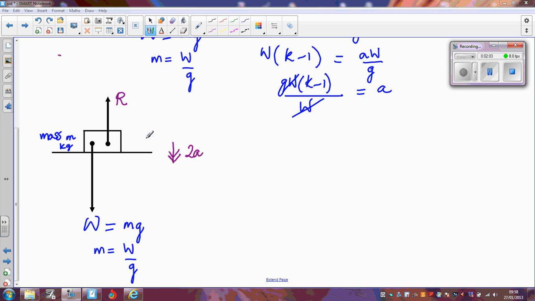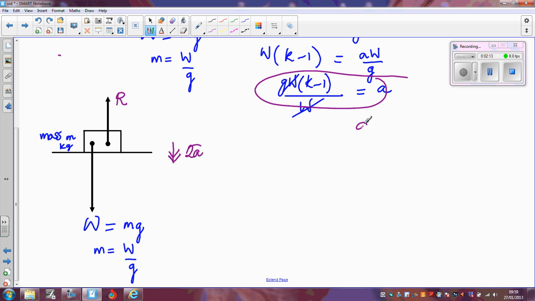In the next part, we've got a slightly different situation because it's now accelerating downwards at 2a meters per second squared. And we know from up here that a is equal to g brackets K minus 1, so the acceleration now must be twice that. In other words, it's now 2g brackets K minus 1. Okay, so let's apply Newton's second law here. The weight hasn't changed. The weight is still mg. Normal reaction, though, will have changed because the acceleration is different.